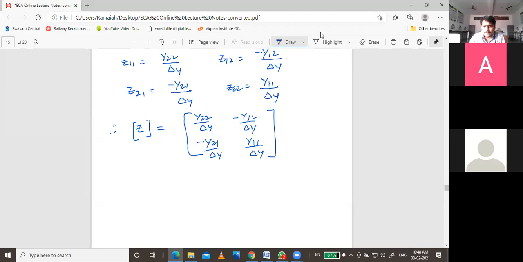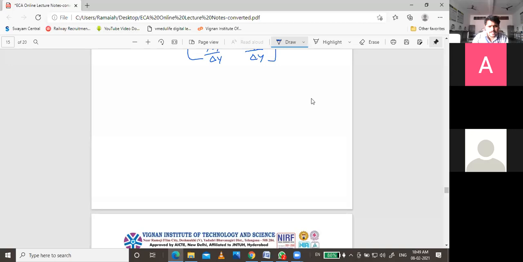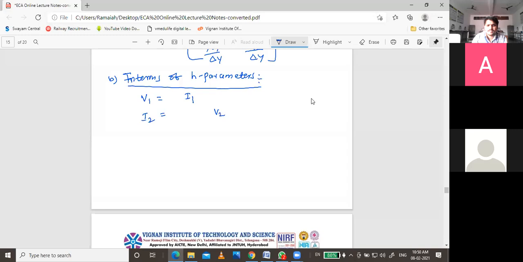Now let us take the second one. I want to take the h parameters, that means I want to write the z parameters in terms of h parameters. Now first write down the equation. See, the procedure is very easy. First, what are the equations? V1 from the z parameters, I2 from the y parameters. So I1 from the z parameters, V2 from the y parameters.